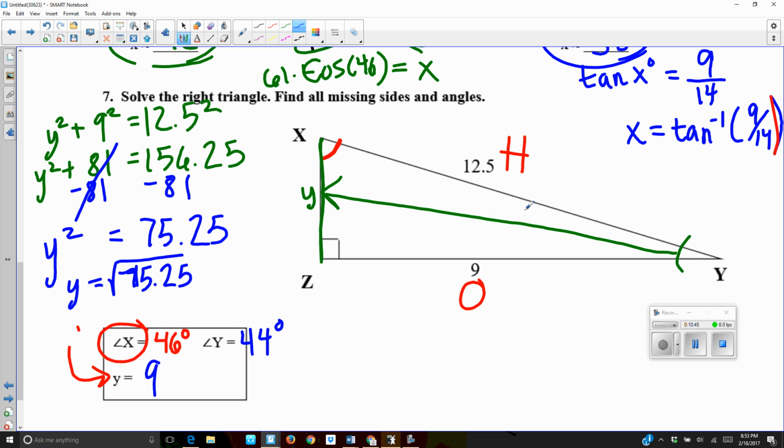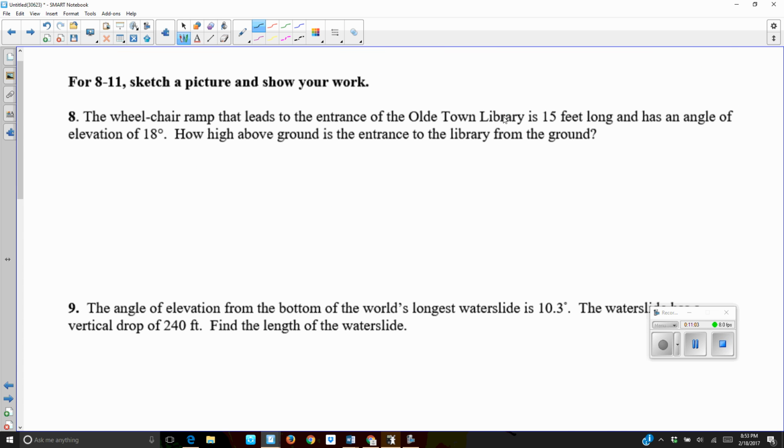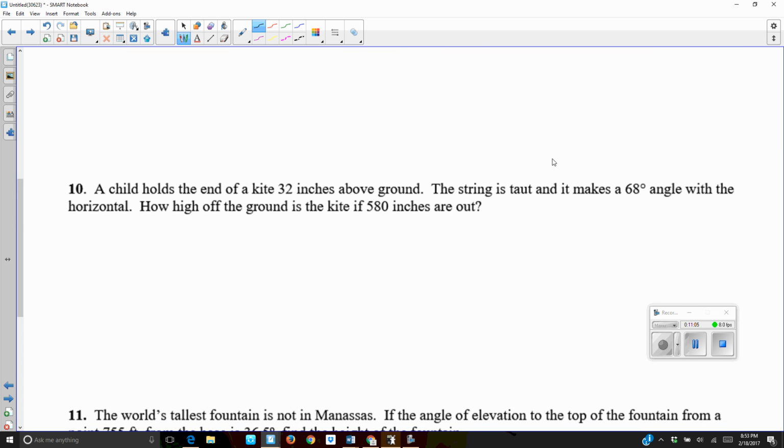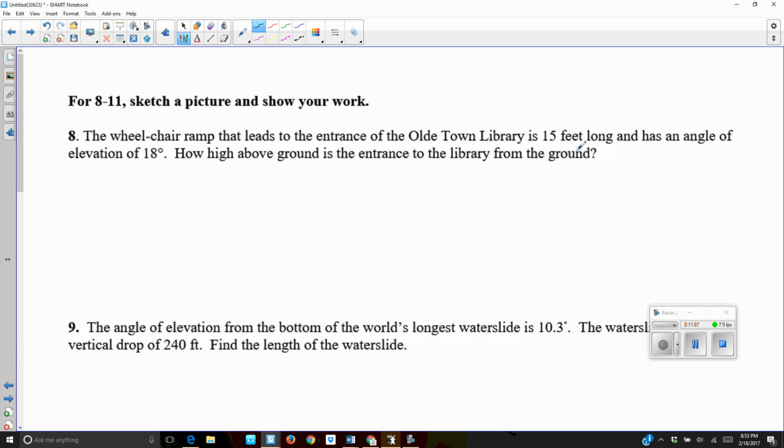All right, so again, most of the questions, in fact I think all the questions where you're doing just trig with right triangles, I think there's only a few of these on the test. You have to solve the right triangle, meaning find all missing sides and all missing angles. All right, so the next page, application word problems for 8 through 11.